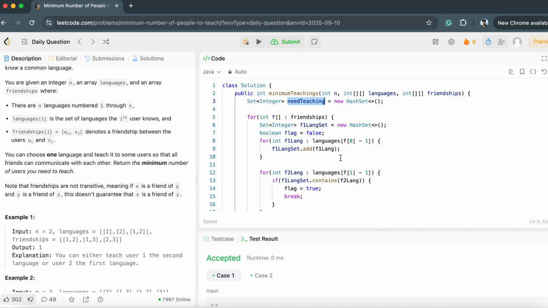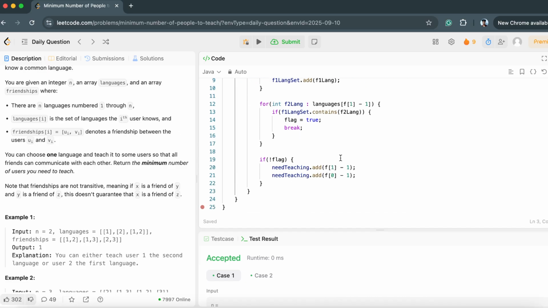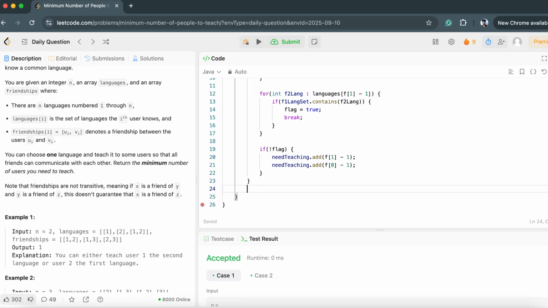Now the idea is we will try to figure out a common language which is most popular among all the users in this needTeaching set. All the users that are available in this needTeaching, a common language is something we will try to figure out.